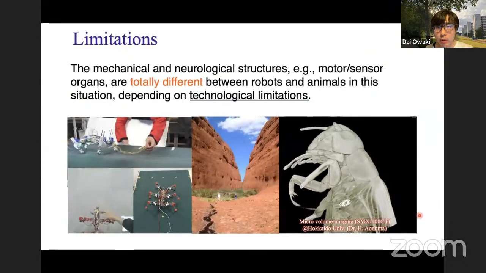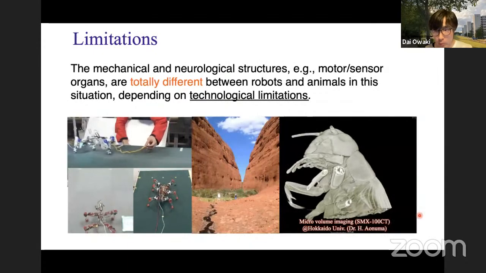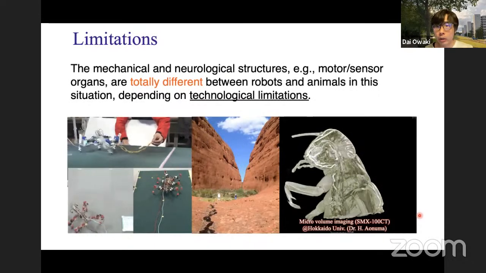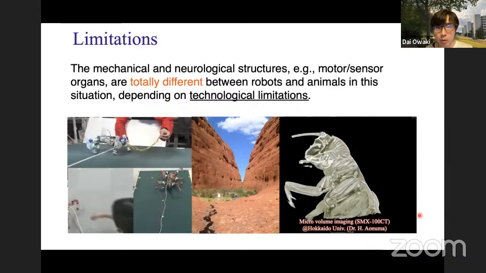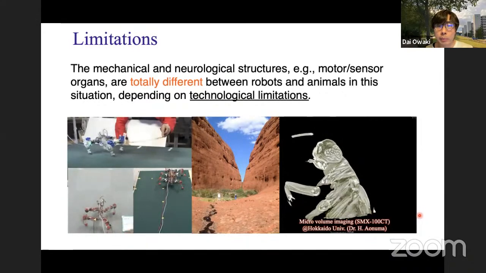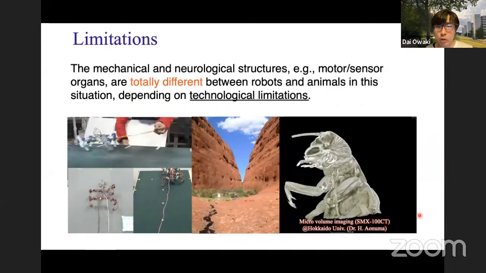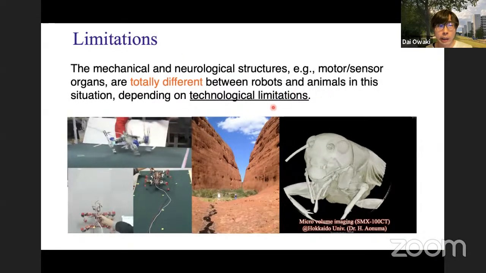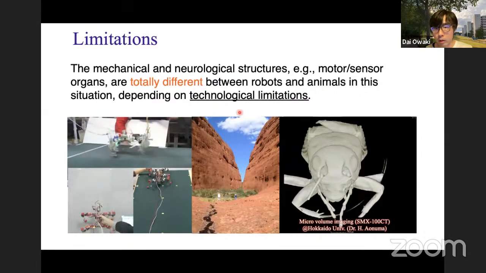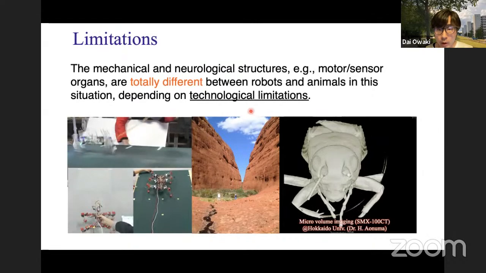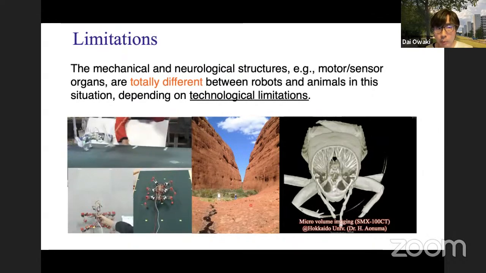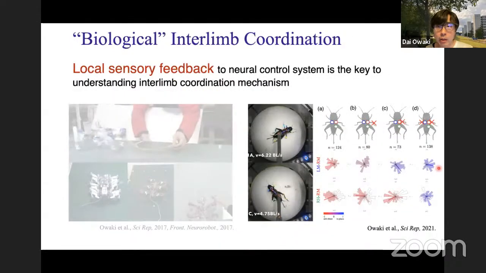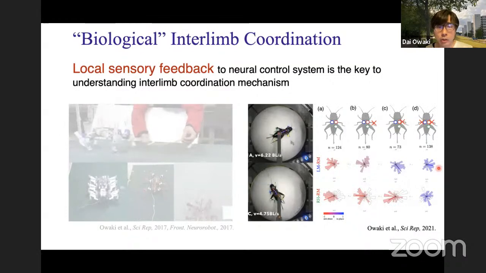So we have successfully reproduced various aspects of interleg coordination in animal locomotion by focusing on minimal and simple mechanisms. But of course, it cannot explain all aspects of animal behavior. One limitation is that the mechanical and neurological structures, motors, sensors, and organs are totally different between robots and animals, depending on technological limitations. Our robot is always facing this kind of big gap between robots and animals. So this is one reason why my interest has shifted to the analysis of actual insect locomotion.